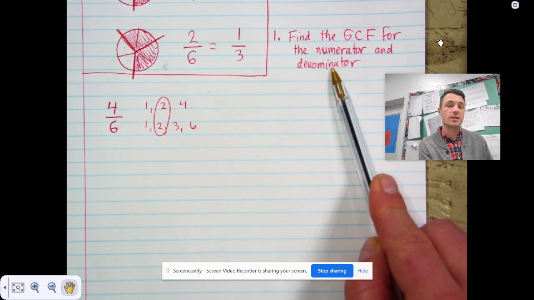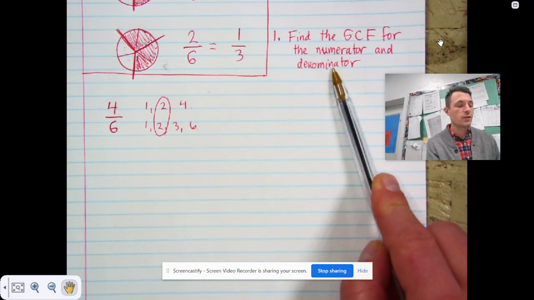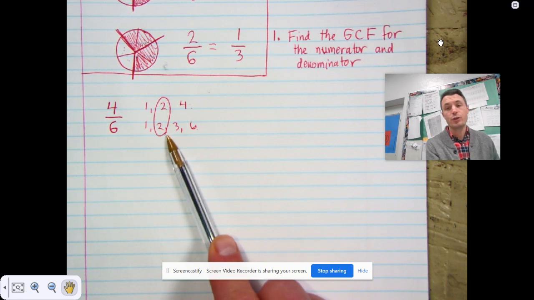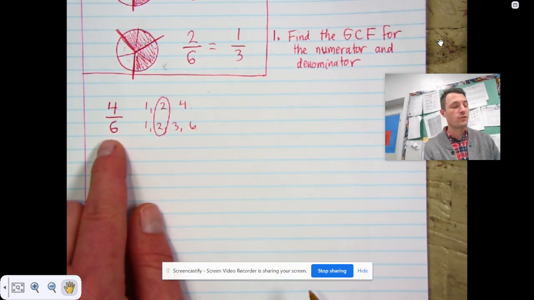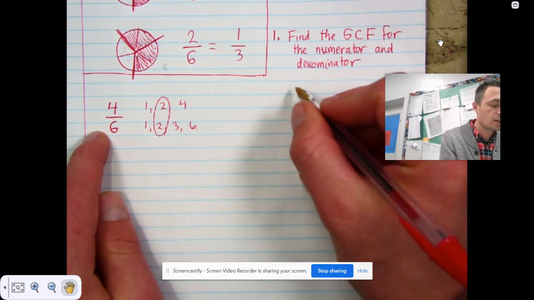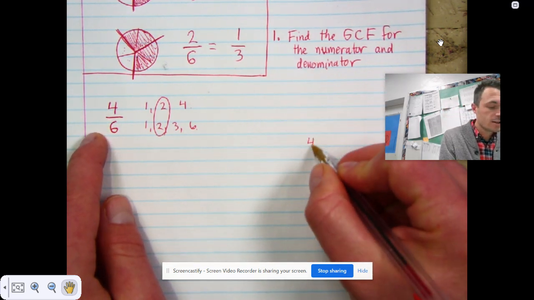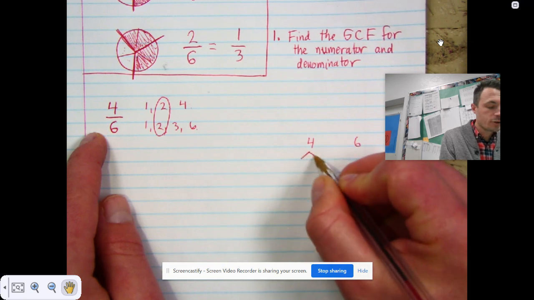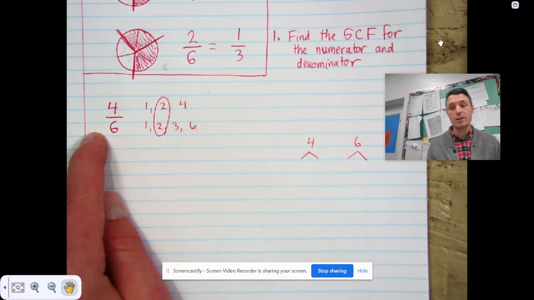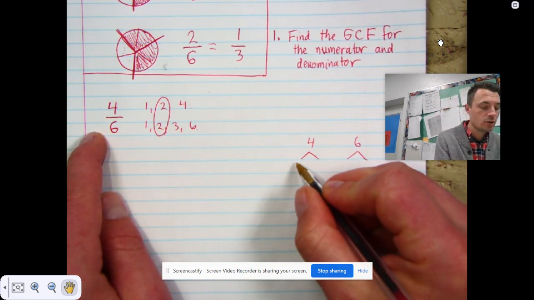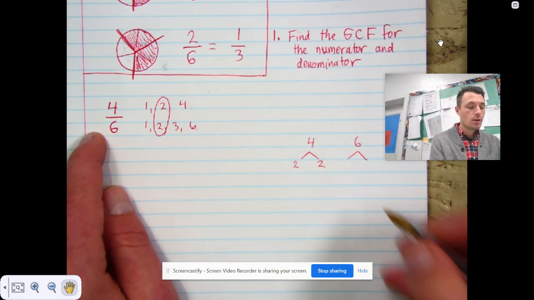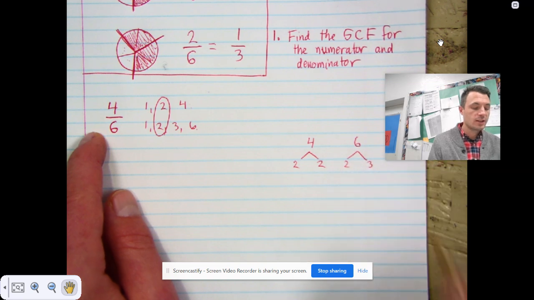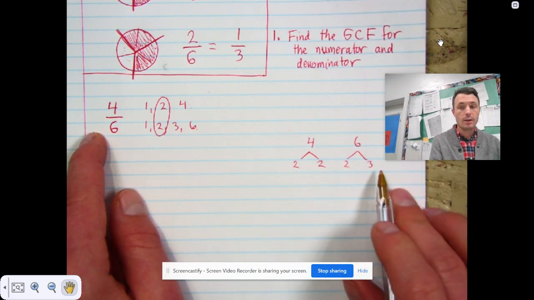Now, before we move on to the next step, I want to point out that there's another way we could have found that GCF, and I think it's an easier way, and it's by using prime factorization for both 4 and 6. So you could put 4 and 6 over here. They both sprout roots. You pick any 2 numbers that can be multiplied together to equal 4, so 2 and 2, because you can't pick 1 times 4. And then 2 times 3 is 6. And these are all prime numbers.